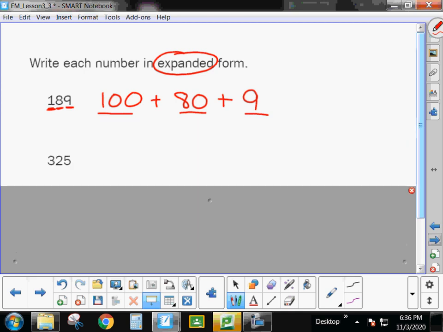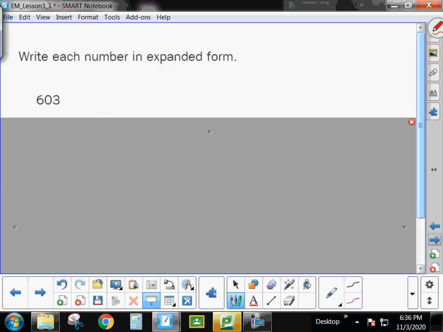All right, now you go ahead and on your whiteboard or piece of paper, write 325 in expanded form. Pause the video. All right, so the 3 is in the hundreds place, so the value is 300. The 2 is in the tens place, so the value is 20. And the 5 is in the ones place, so the value is 5. So 325 is 300 + 20 + 5.